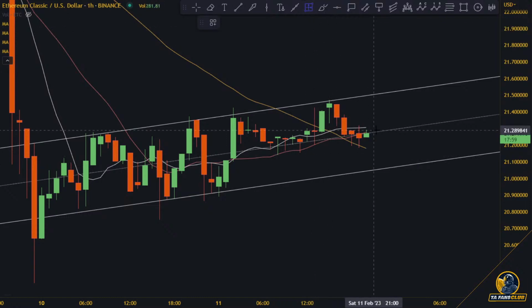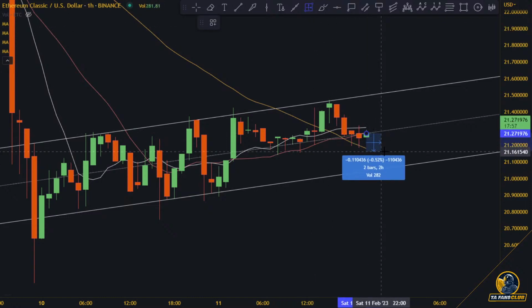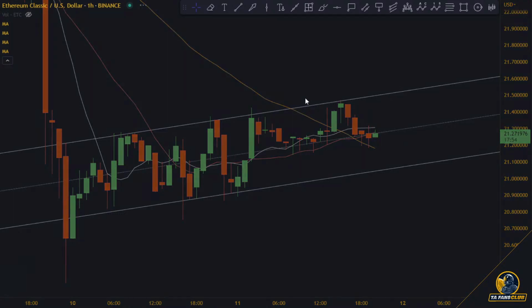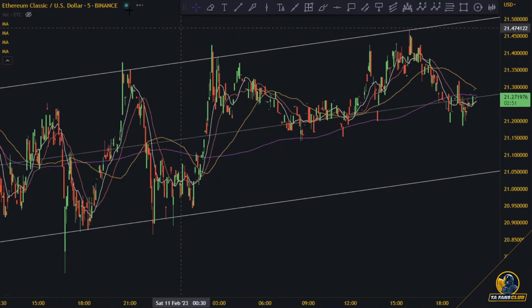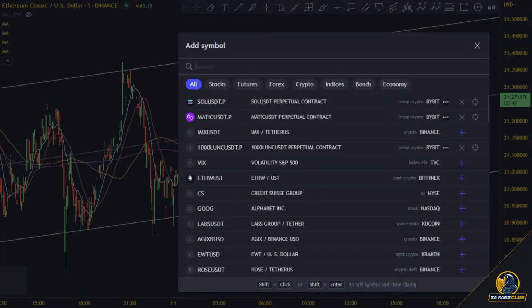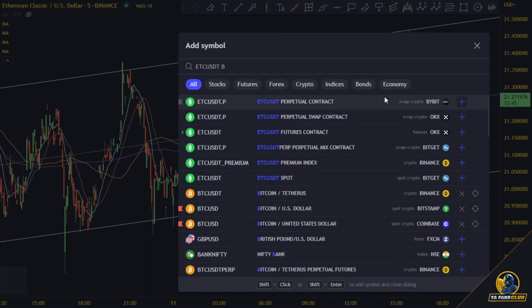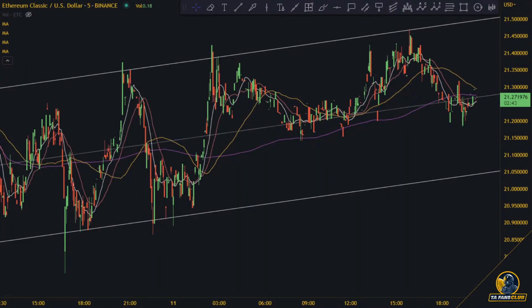Oh man, 0.5. Ethereum Classic, volume non-existent, the Bybit perpetual, just put it where it needs to be.